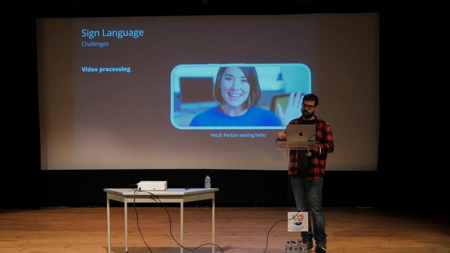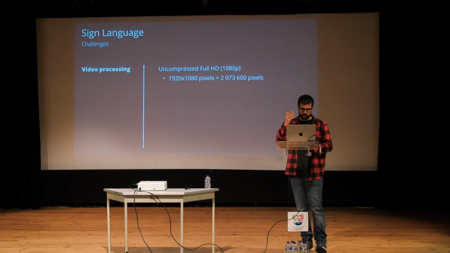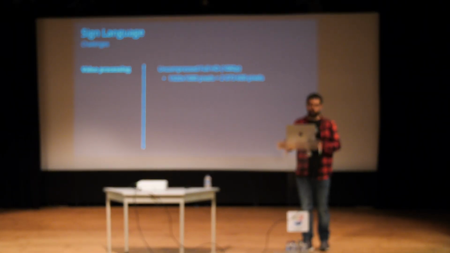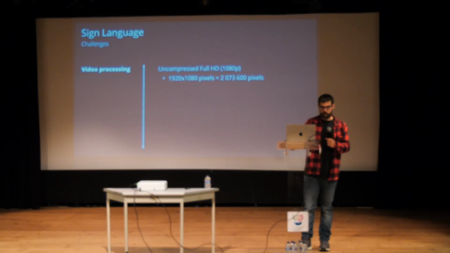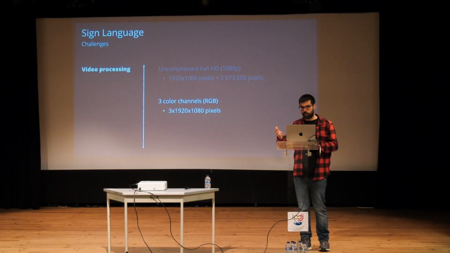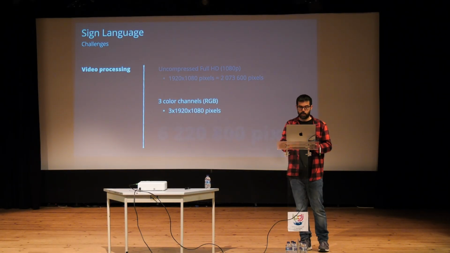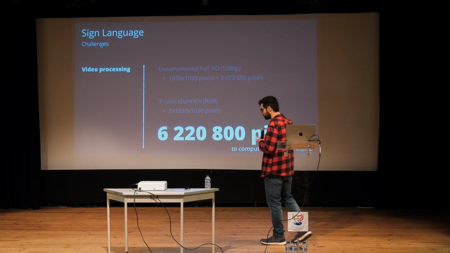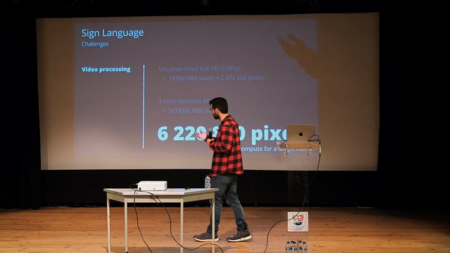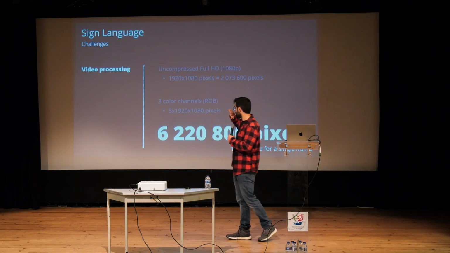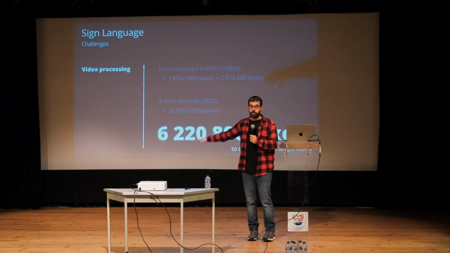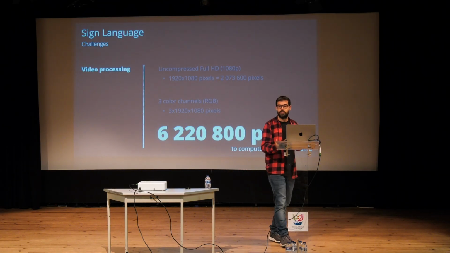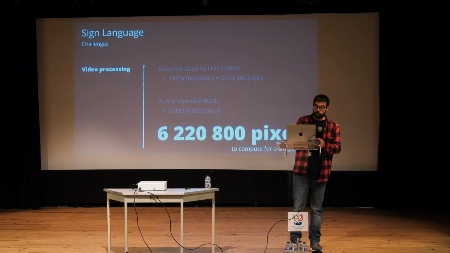So if we understand this video, and let's assume that this is a normal video, it's full HD, we're talking about 2 million pixels. And now if we think that we've got 3 different colors, we're talking about 6 million pixels. And if we're talking about 30 frames per second, or even 60 frames per second, it means that we need to process a lot of pixels in order to understand what the person is saying. And mostly because we want live video and to understand gestures in real time.